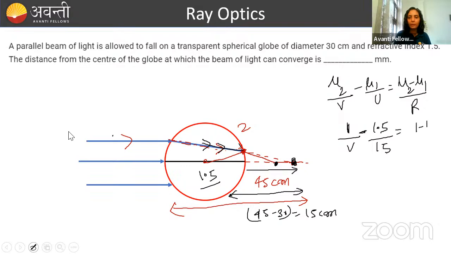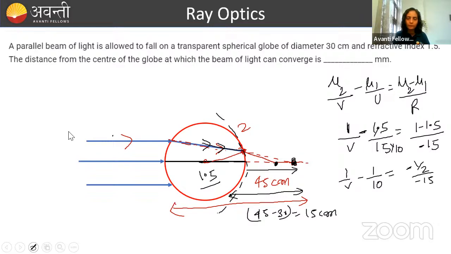Mu2 minus mu1: 1 minus 1.5 divided by R. Now the radius of curvature is this, so we are measuring radius of curvature in the opposite direction. What will be the sign convention here? R's value is originally how much? It is 15 centimeters. So this will become minus 15 centimeters. Now let's solve it. 1 by V minus 1 by 10, because it is 0.5, from here you will write 10. So 1 by V minus 1 by 10 will be equal to how much? Minus half by minus 50. So this is equal to 1 by 30.